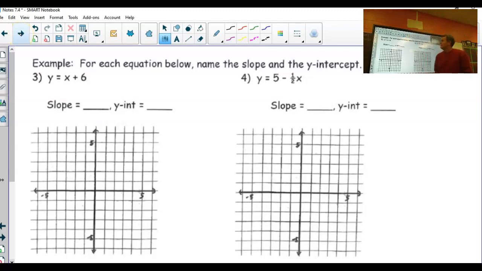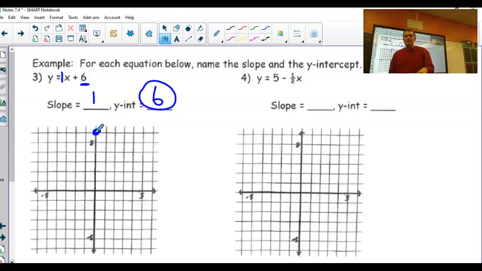All right, so 3 and 4. Can you look at these equations where the y is by itself? This only works when the y is by itself. When the y is by itself, the number in front of the x is the slope. So in this case, what number's in front of the x? I hope you know that even though there's no number there, there is. It's a 1. The slope is 1. And the y-intercept is the number not attached to the x. So to graph this line, I'm going to start at the y-intercept and put a dot. We always put the dot at the y-intercept first, then we use the slope.